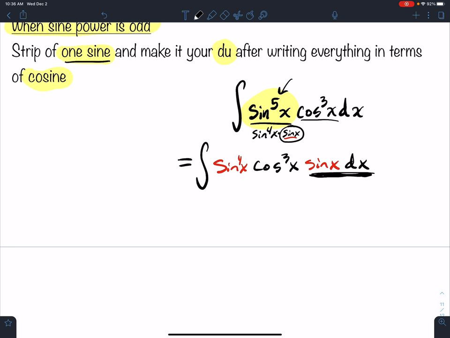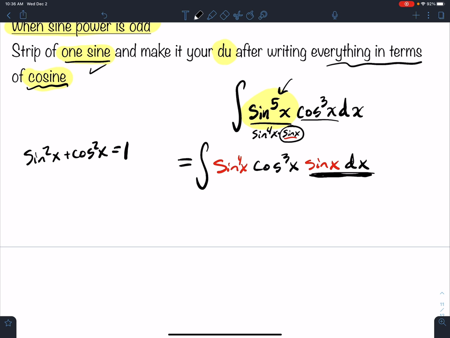Now, if that's my differential, then I've got to be thinking, all right, what gives me a derivative of sine? Well, cosine does, right? So it's off by a negative multiple, but that's easy to fix. So now, once I strip off my one sine and make that my du after writing everything in terms of cosine. Right now, this is in terms of cosine, but this is not. What do we need to do here? We need to fall back on our identities. What do we know about identities? Well, we know that sine squared x plus cosine squared x equals 1.